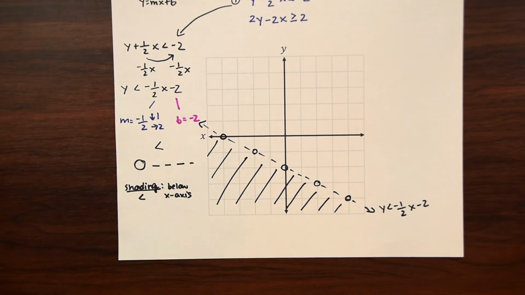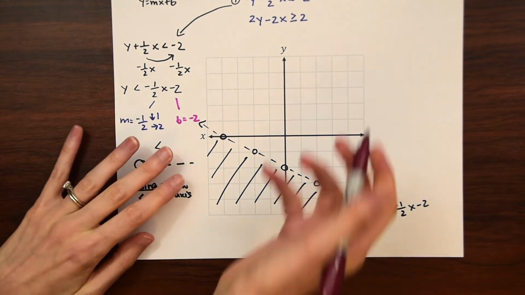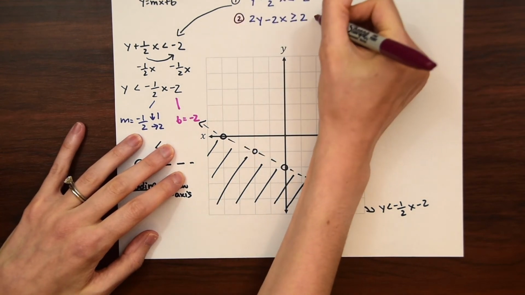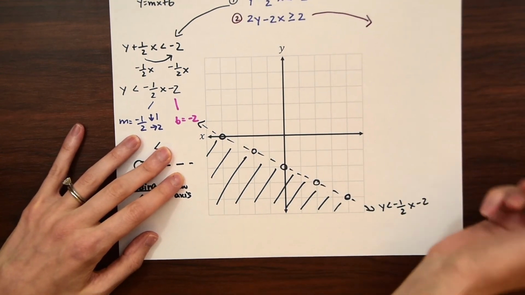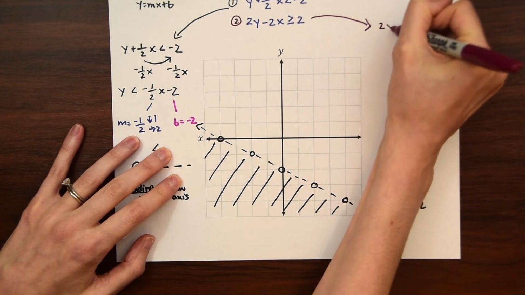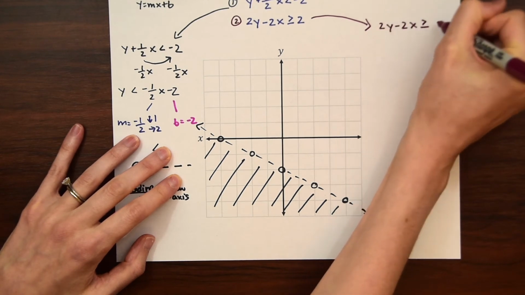So that is the first inequality we have graphed. Let's look at the next inequality we have. So let's call this number 2, and let's bring this over here to the right. So we have 2y minus 2x is greater than or equal to 2.